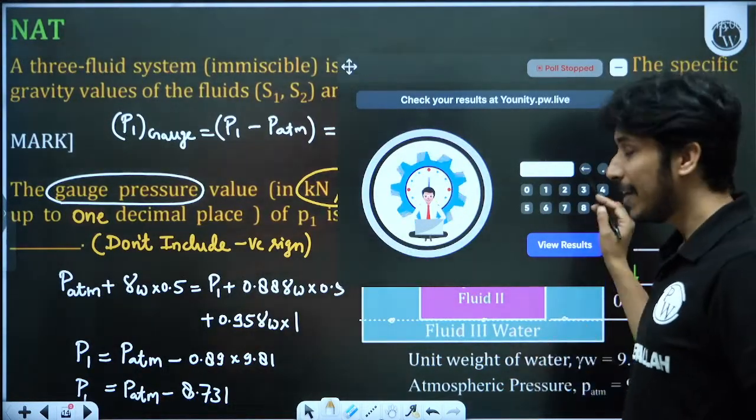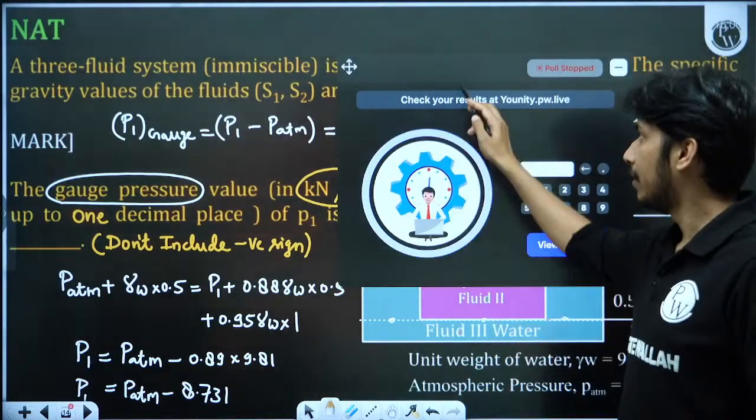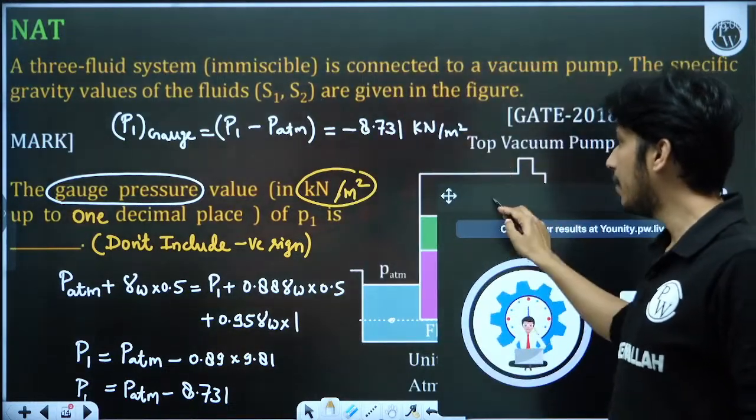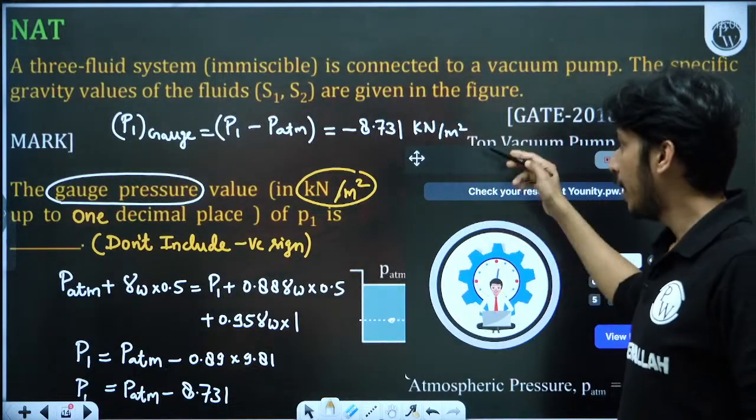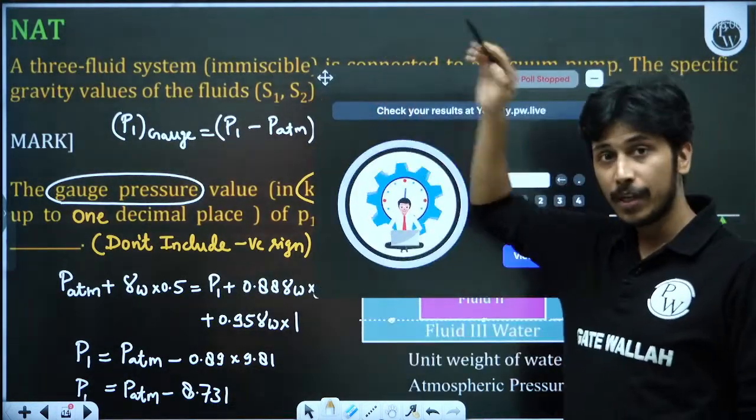So first put the negative sign, minus sign, then write down 8.73, whatever they are asking. If two digits they are asking, put down 8.73. If one digit they are asking, then 8.7. If they are asking for the nearest integer, then -9. -9 is the integer. So first put the negative sign in the GATE exam.